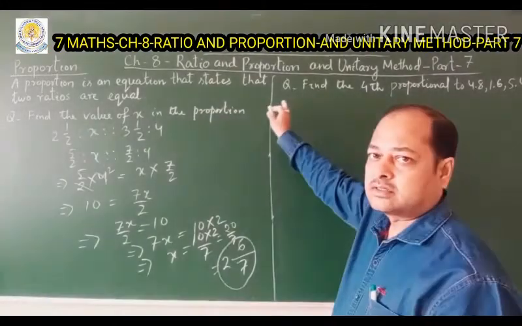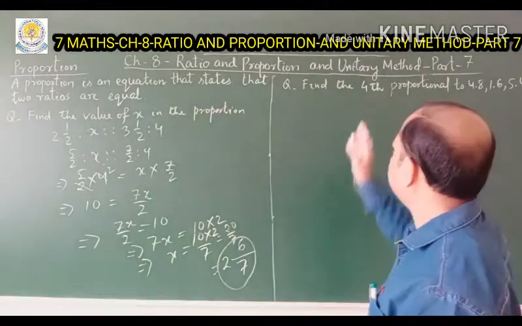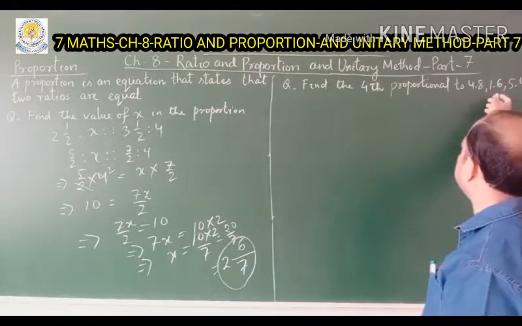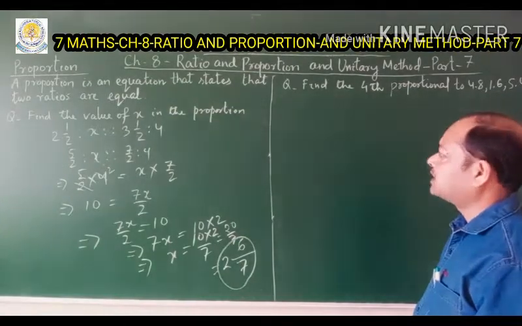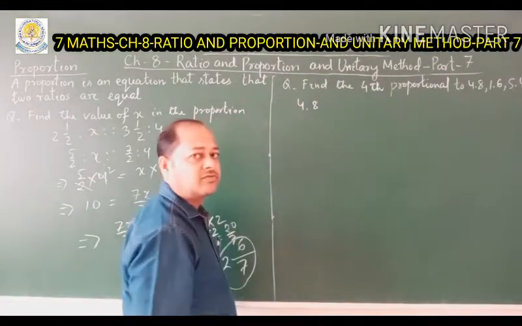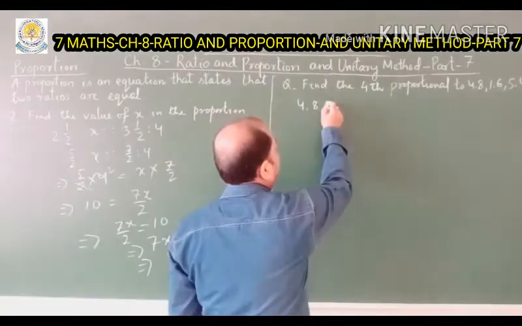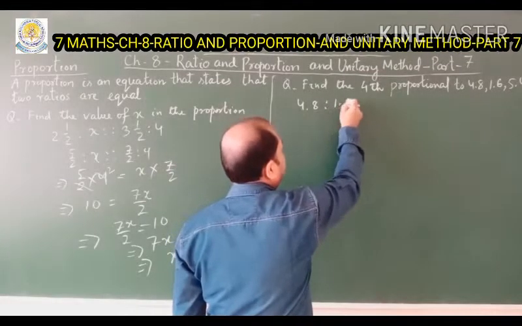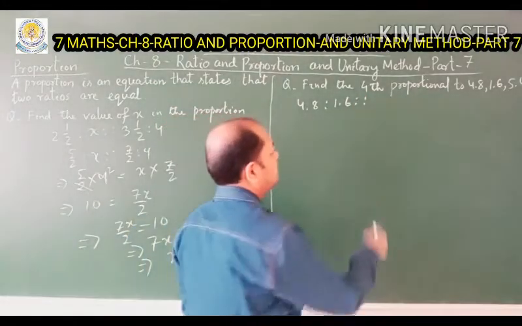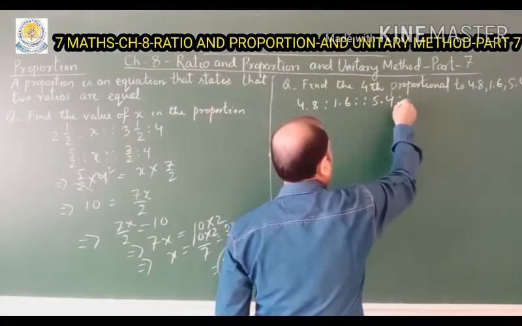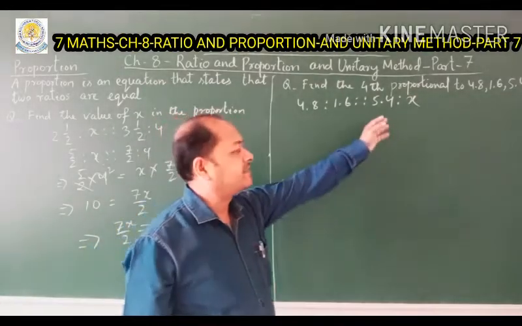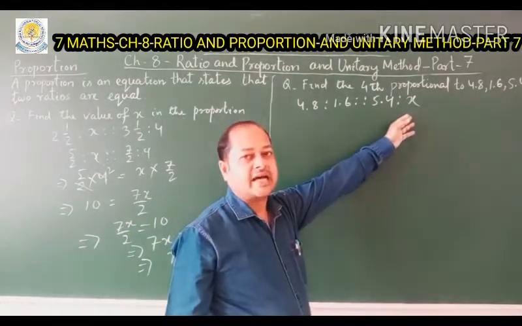Now look at this question. Find the fourth proportional to 4.8, 1.6 and 5.4. So here we can write it as a proportion. 4.8 is the first, and what is the second? Second is 1.6, and here give the proportion symbol. And what is the third proportional? That is 5.4, and the fourth proportional is x, because we have to find out the fourth proportional. So let's take the value of the fourth proportional as x.